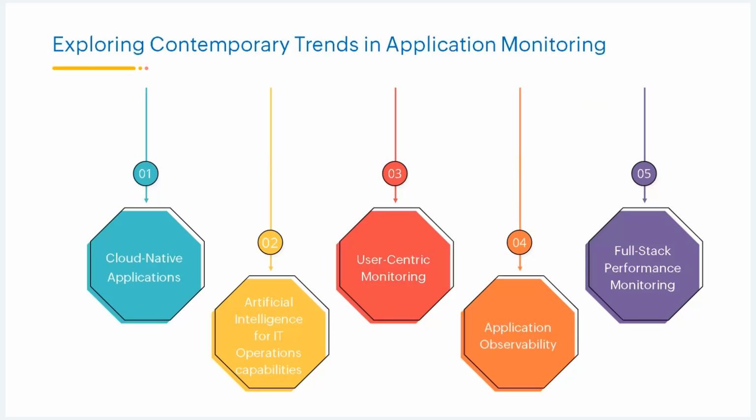The third one is user-centric monitoring. User-centric monitoring shifts the focus from system-centric metrics to the actual end user's experience when interacting with an application. Users' experience is gauged by examining their journey from the moment they access the application to the completion of their task and identifying user-centric metrics such as page load times, response time, and the overall responsiveness of the application, helping the developer to prioritize improvements that enhance user satisfaction.